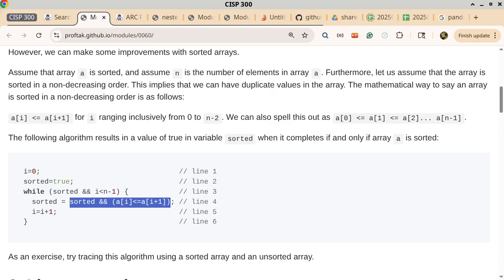But there's no rule saying that you cannot use an expression like this, you cannot use a condition as the right-hand side of an assignment statement. Okay, just because we haven't seen it does not mean it is not allowed.